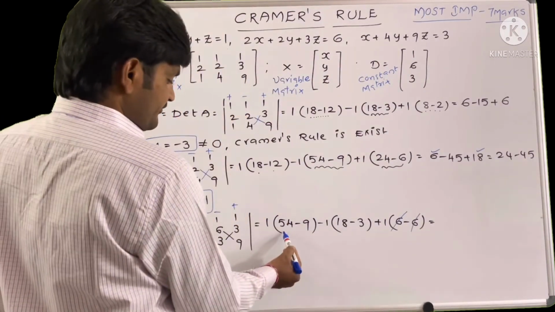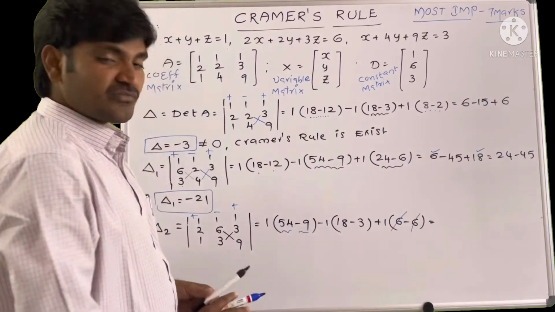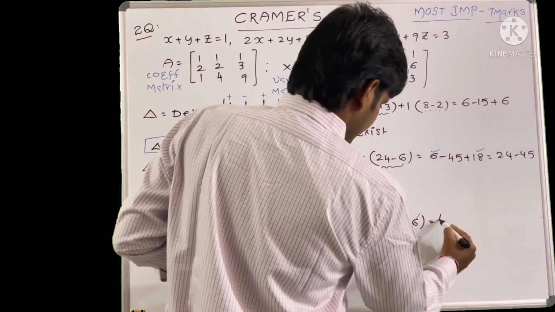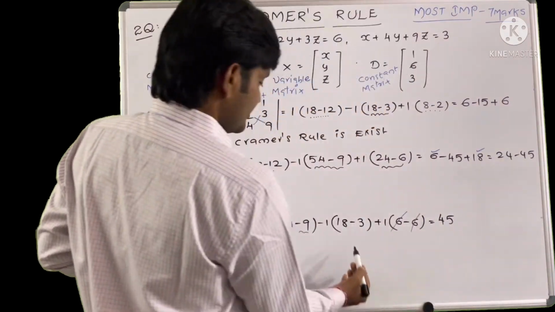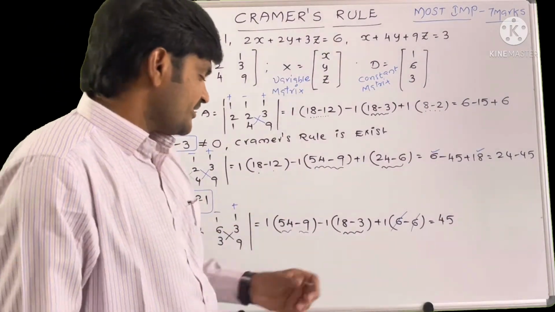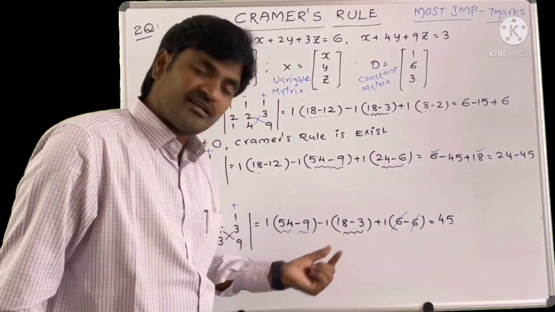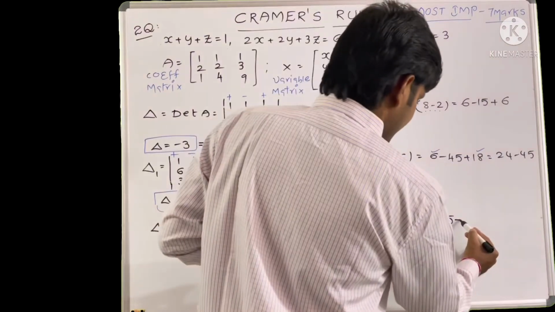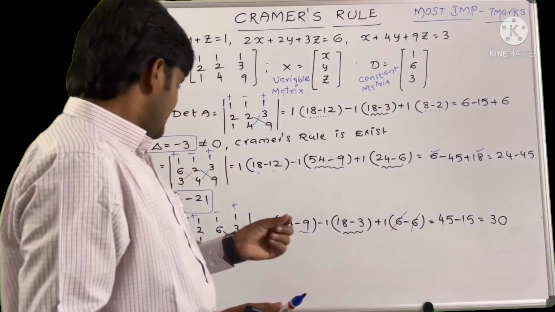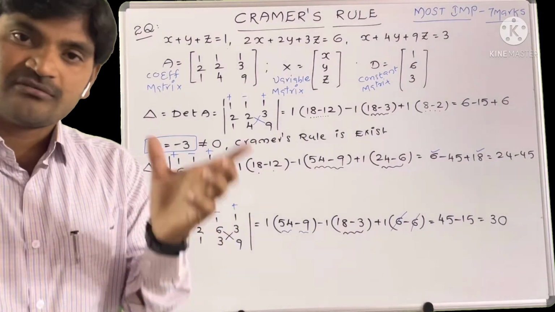Ready? 54 minus 9, 45. 45 ones are 45. And 18 minus 3 is 15. 15 into minus 1 is minus 15. So the answer is 30. So this is delta 2 value.